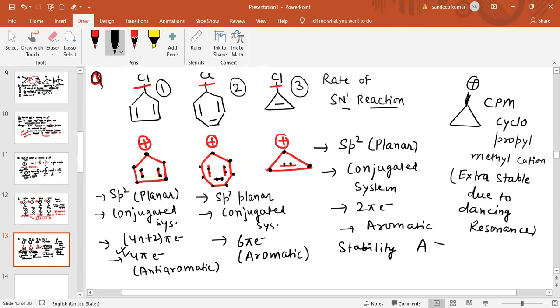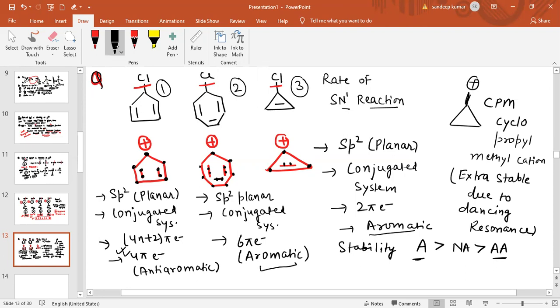Aromatic compounds are more stable, and anti-aromatic compounds are least stable. Aromatic is most stable, anti-aromatic is least stable, and non-aromatic has stability in between them. Now, one is anti-aromatic and two compounds are aromatic. The second and third compounds are aromatic.